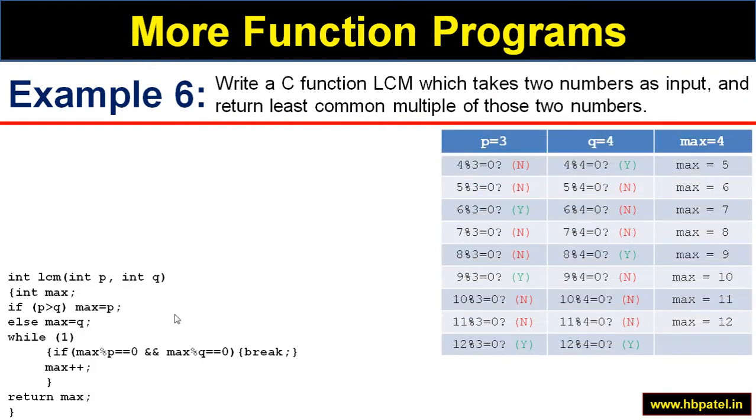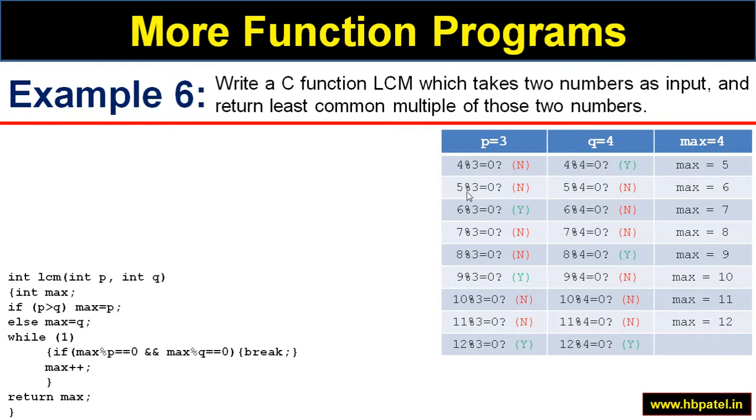Let us check with some numbers, like P equal to 3 and Q equal to 4. Who is maximum? Q is maximum. So I put max equal to 4, and then check whether 4 is divisible by P. 4 modulo 3 equal to 0? No. 4 modulo 4 equal to 0? Yes. So one is no and the other is yes. This AND means both conditions should be true. So one false, other true, so max is incremented. Max is 5.